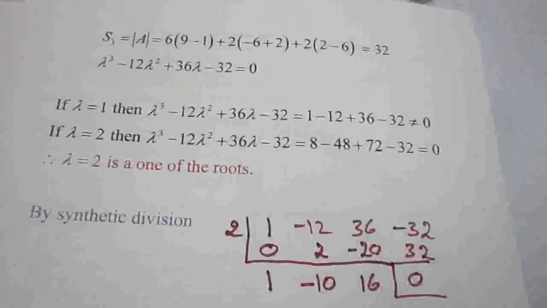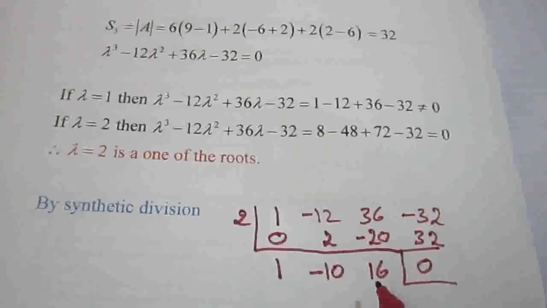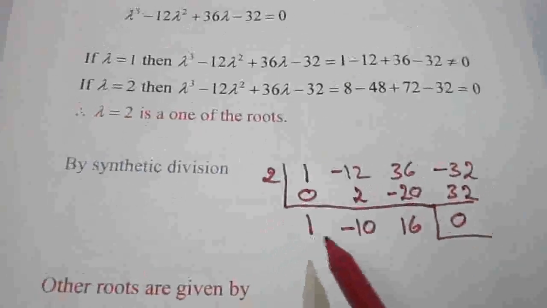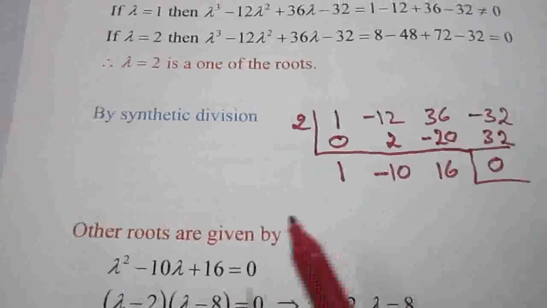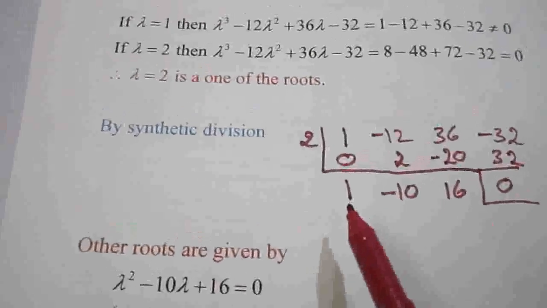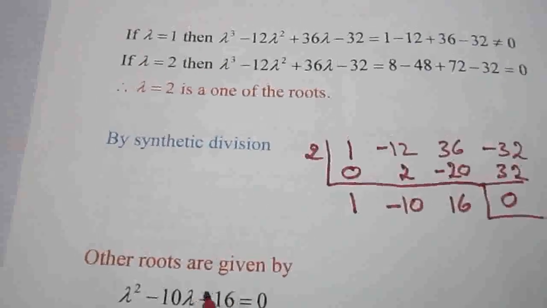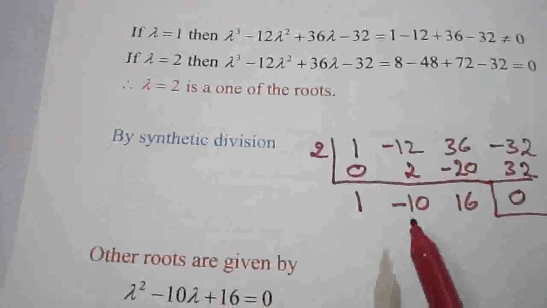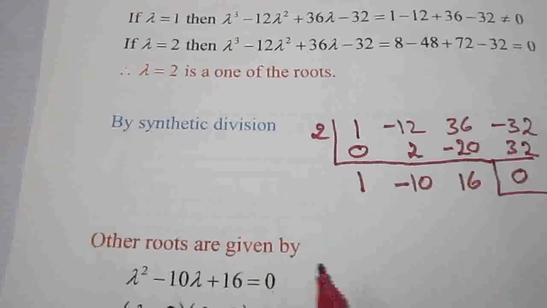So now this is the synthetic division method. Here the remaining terms are 1, minus 10, 16, so we can form a quadratic equation whose coefficients are 1, minus 10, 16. For the other 2 roots, we form the quadratic equation with the coefficients 1, minus 10, 16. This is the coefficient of lambda square, this is the coefficient of lambda, and this is the constant term. So lambda square minus 10 lambda plus 16. For the other 2 roots, we have to solve this quadratic equation.